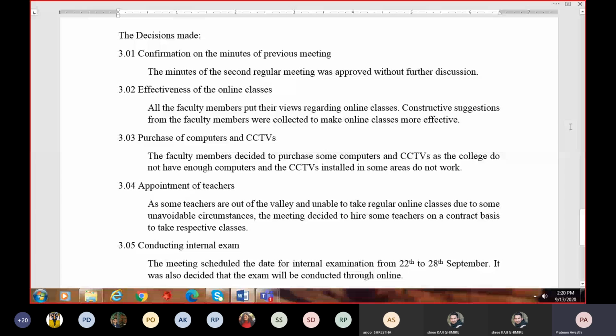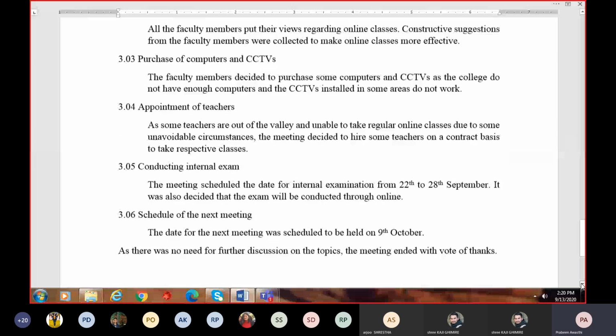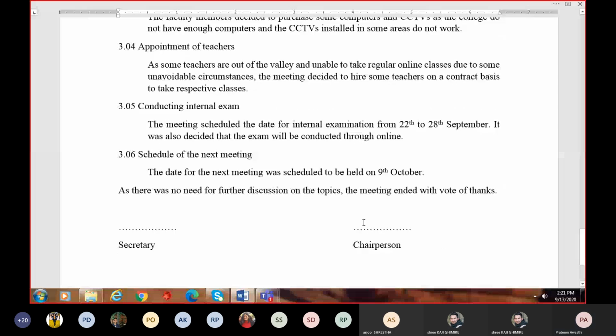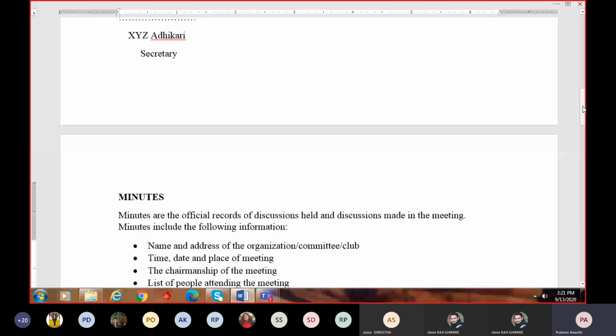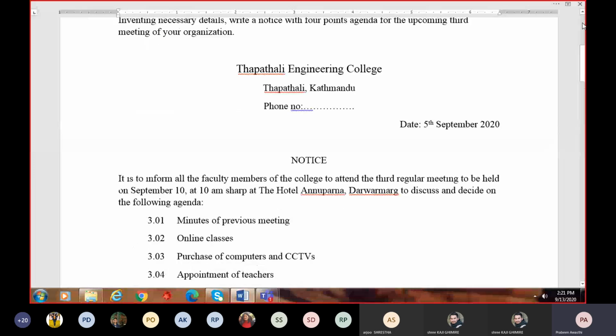Then the decisions made, write them in this way. Then after that, write down here secretary and chairperson, sign here. Don't write other things. Don't do more than this. But yes, when you are conducting a meeting, at that moment, you should let people sign at the end of the minutes as well, to show their complete agreement. When they sign at the end of the minutes, that means they agree with the decisions made, whatever decisions have been made there.